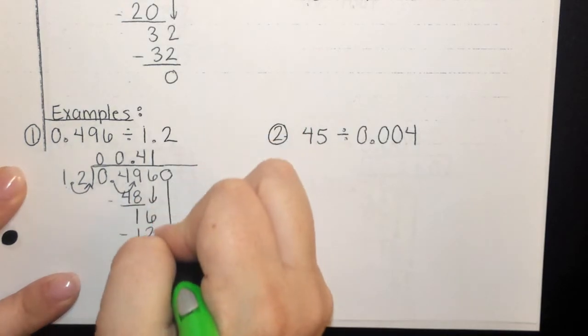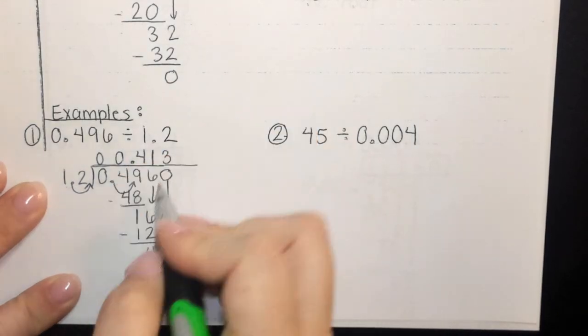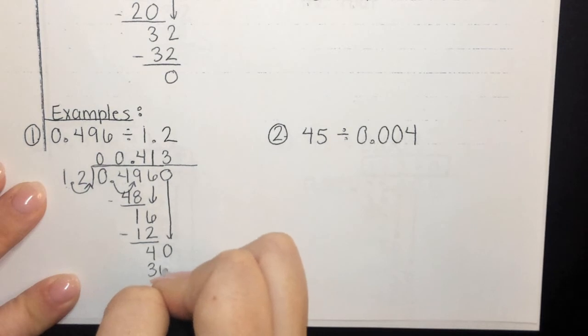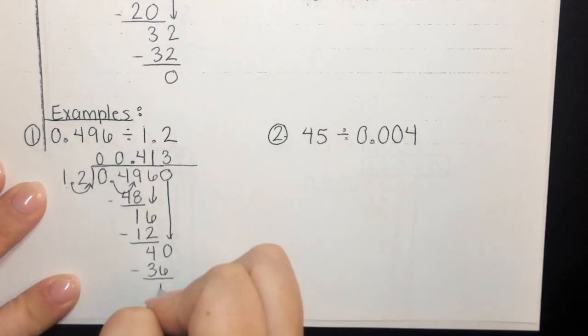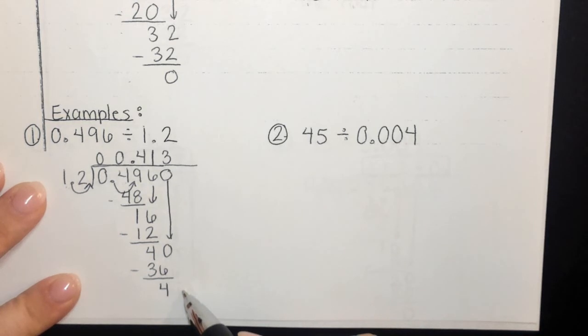All right, I'm going to bring that 0 down. How many times will 12 go into 40? 3. Make sure you write that on top of the 0. 3 times 12 is 36. When I subtract, I get 4. When I add a 0 and bring it down, what's going to happen? It's the same thing that's going to happen. I'm going to get 40. I'm going to subtract 36. I'm going to get 4 again. Change it to 40. Subtract. It's going to keep doing what?